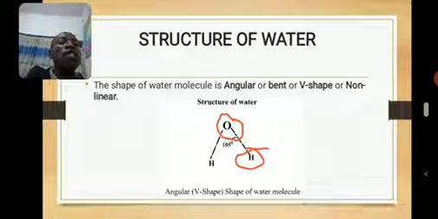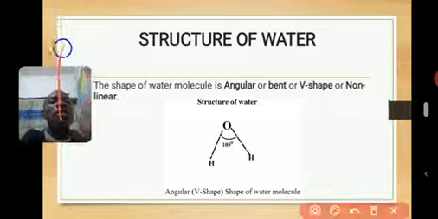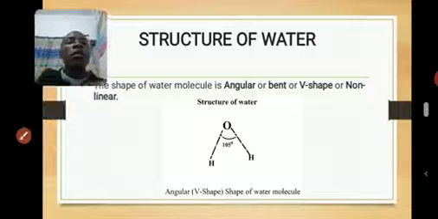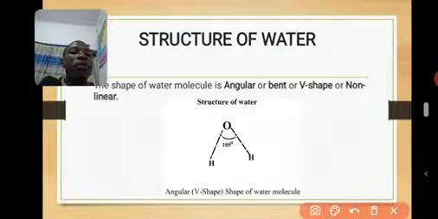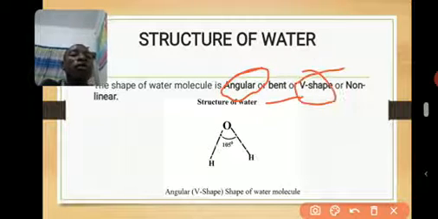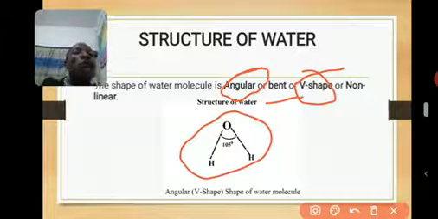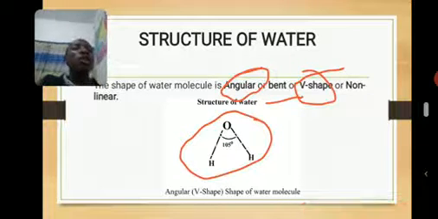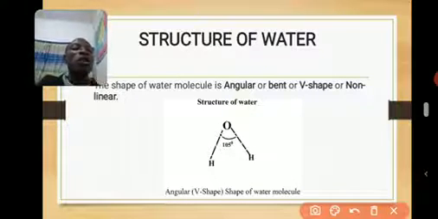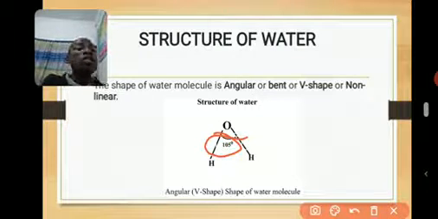The shape of water is bent. That's water shape. Water is bent, or you call it angular or V shape. You can see the shape now. Looks like a V. You call it angular or V shape. So the bond angle in the water molecule between the two hydrogen atoms is 105 degrees. So that's the bond angle. And what actually caused that is this.